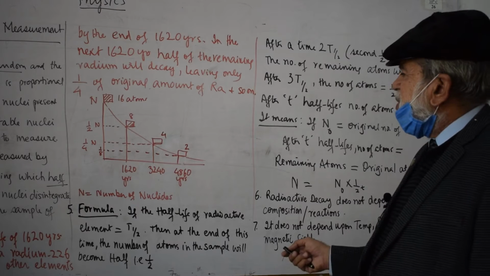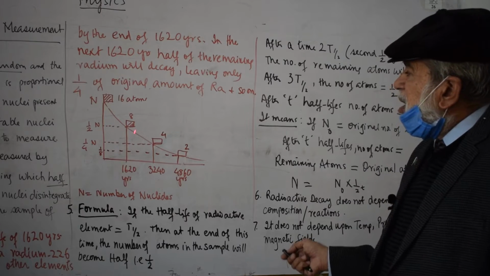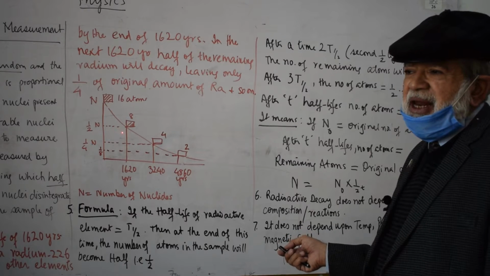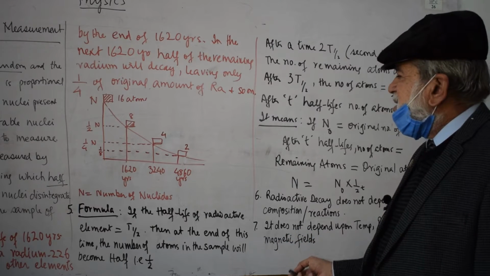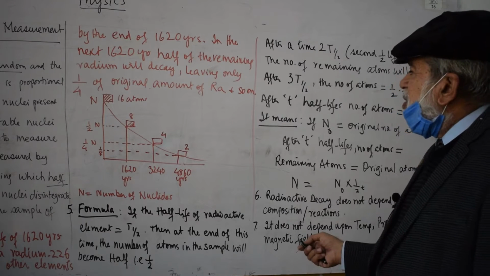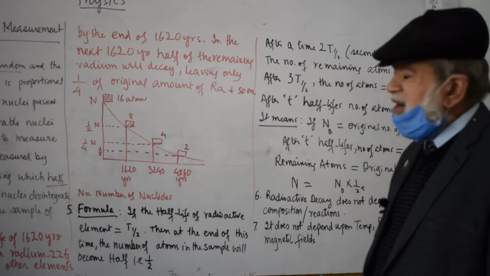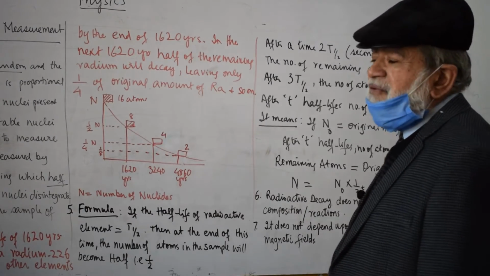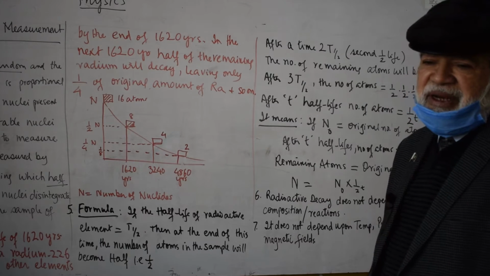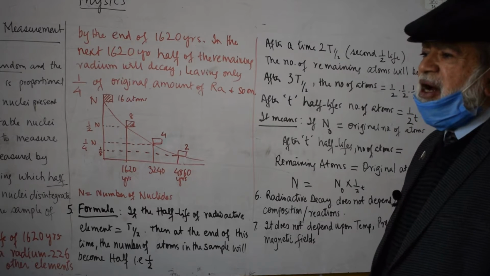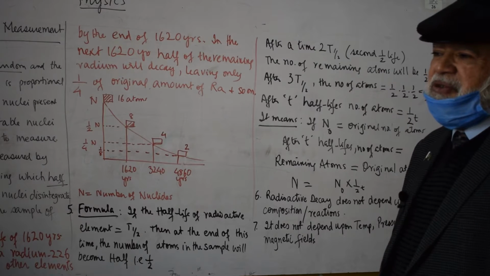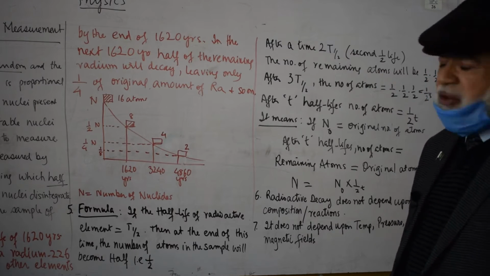So after 1620 years, half of them, meaning 8 atoms, will decay and 8 will be left behind. In the next 1620 years, that means a total of 3240 years, only 4 atoms will be left behind. And then after 4860 years, only 2 atoms will be left behind. So this is how we calculate the time taken for a certain sample to decay into other nuclei.